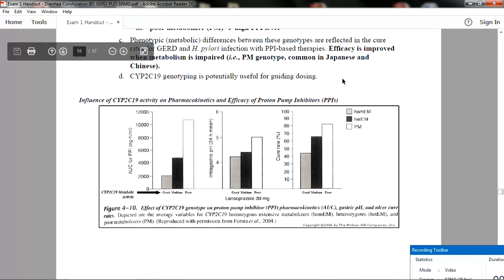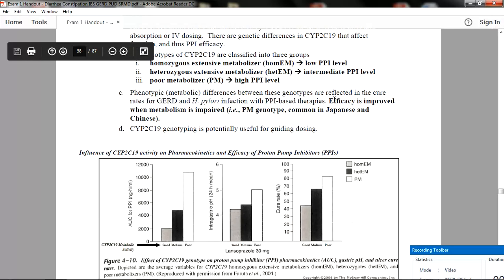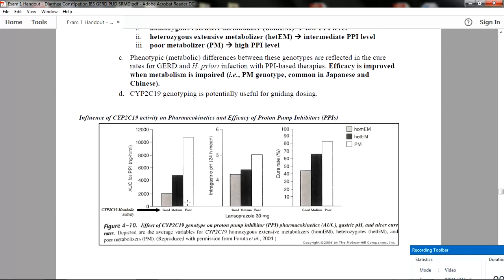One example is Japanese patients. It's more common, at least in Japan, to have the poor metabolizer genotype. If you have the poor metabolizer genotype, looking at the diagram, there are three things that all go together. The area under the curve for the proton pump inhibitor is higher because you don't metabolize it as much. The intragastric pH is higher, meaning it's working because it's more alkaline. The cure rate for peptic ulcer disease is higher.